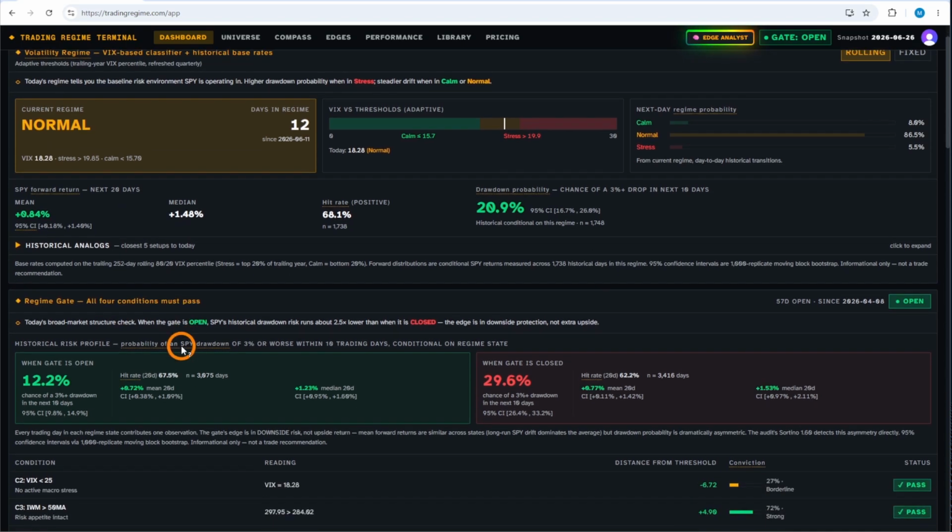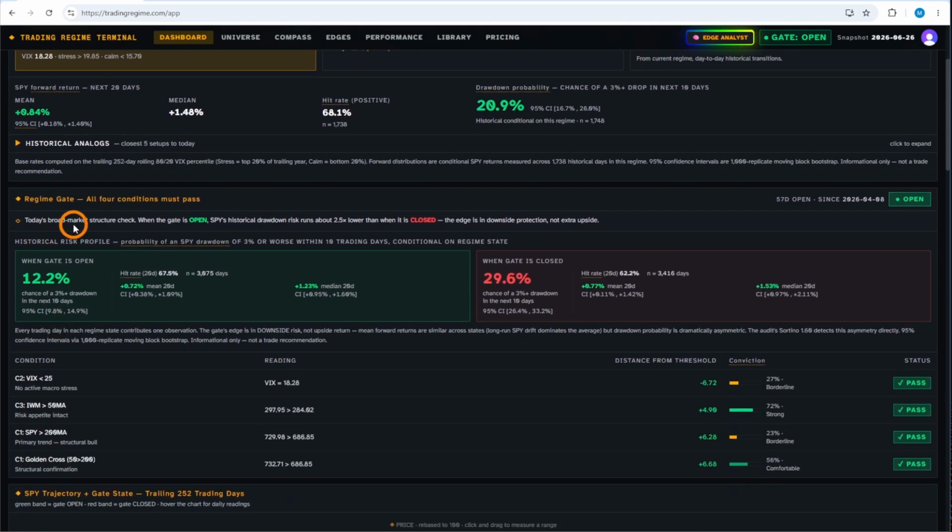Next, we have regime gate. When I need to know, hey, I might need to go liquid for a while and hold cash, all right? Because what this is telling me on any given day, if the regime gate is open, the S&P's historical drawdown risk runs about 2.5 times lower than when it's closed. So that means you have a 2.5 times greater probability each day that the regime gate is closed that you're going to have more drawdown risk than you would if it was open.